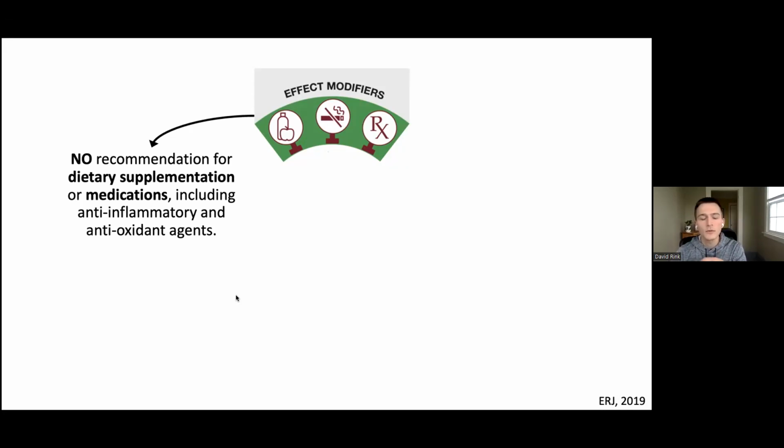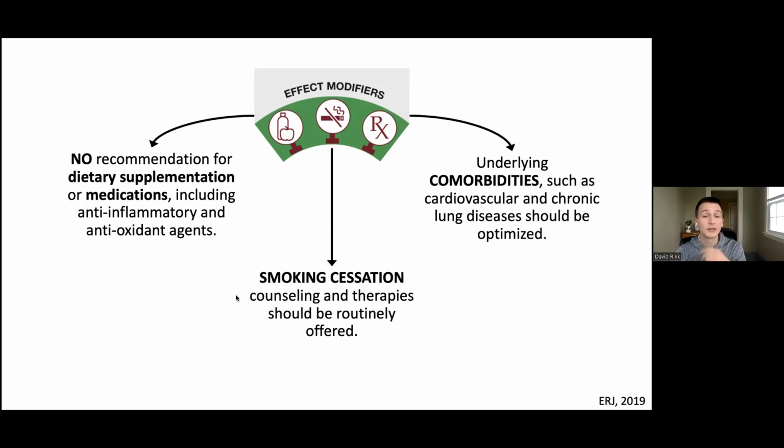That said, here's an area where we can really be powerful advocates, and that is doubling down on our smoking cessation counseling and therapies, because this certainly leads to a multiplicative risk. And then continued management of comorbidities. So we should be making sure that all underlying comorbidities are optimized in order to reduce the harmful effects of air pollution.